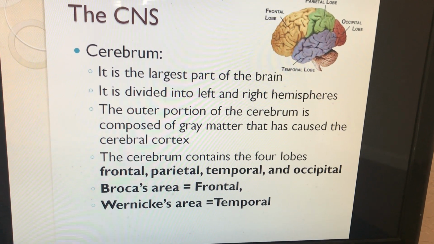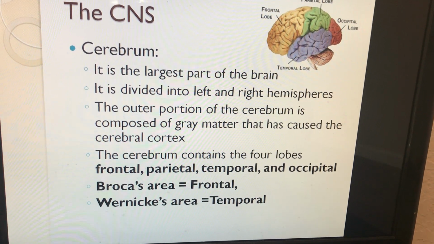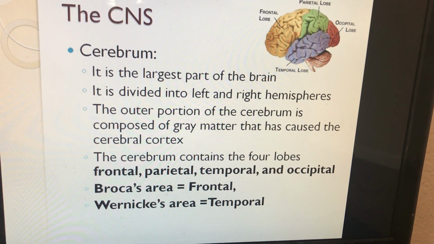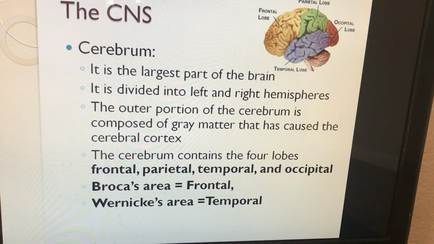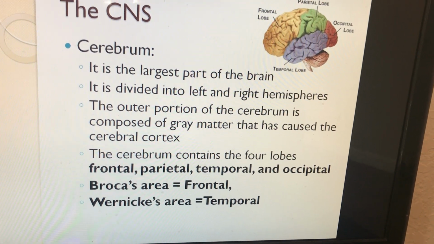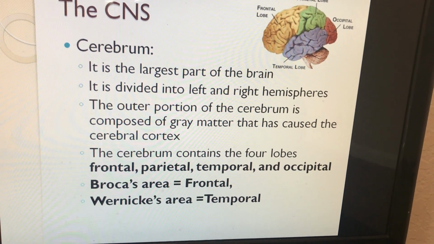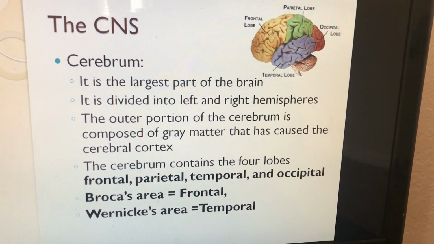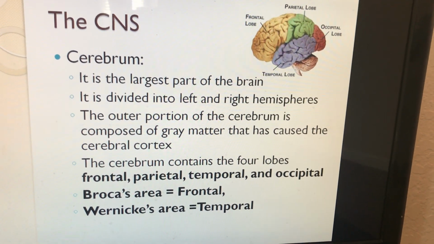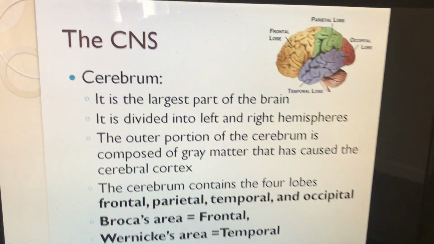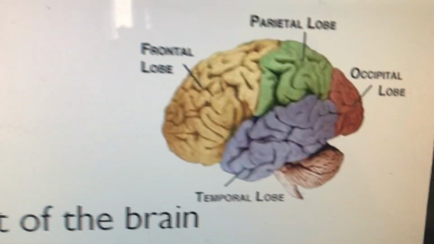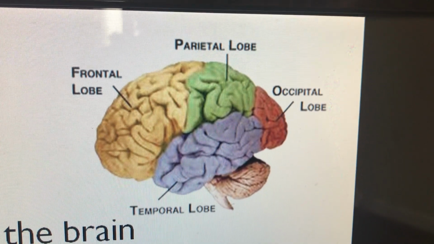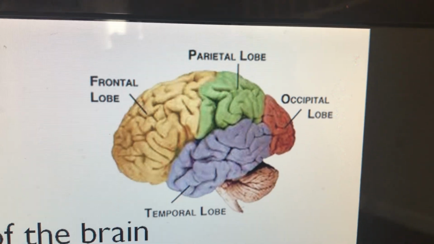The outer portion of the cerebrum is composed of gray matter that is called the cerebral cortex. The cerebrum contains the four lobes, which are frontal, parietal, temporal, and occipital. Broca's area is found in the frontal lobe, and Wernicke's area is in the temporal lobe. So I'll just zoom in so you can see that picture there. You have your parietal, frontal, occipital, and temporal lobes.